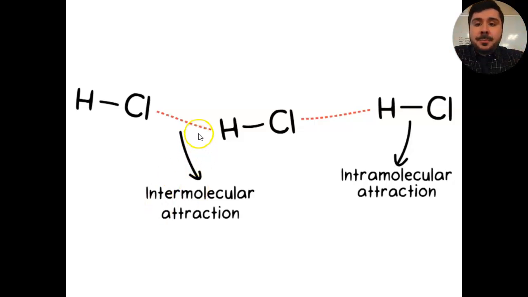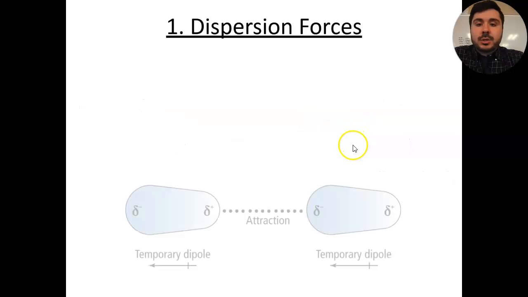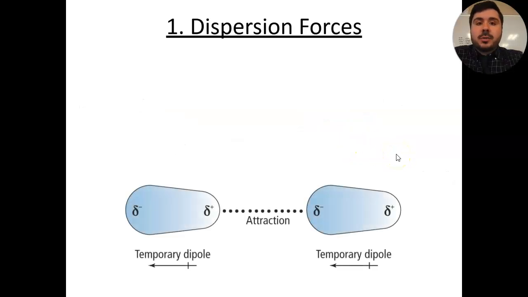There's something to be said between the fact that, yes, there can be a bond, an actual covalent bond between an H and a Cl. But since this Cl is already being bonded to this H, well, what happens if this Cl wants to be attracted to this H here? Well, that's exactly what gives rise to our intermolecular forces and intermolecular attractions here. All right, so first one here is called dispersion forces.